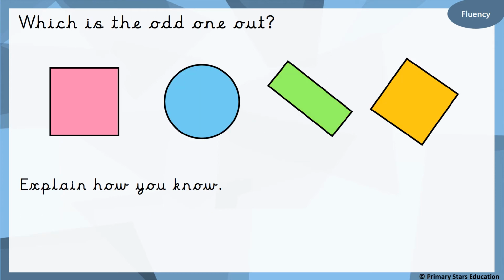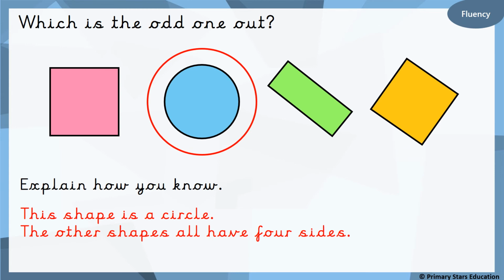Which shape is the odd one out? Well done, it's the circle. The circle is the odd one out because it only has one curved side, whereas all of the other shapes have 4 sides.